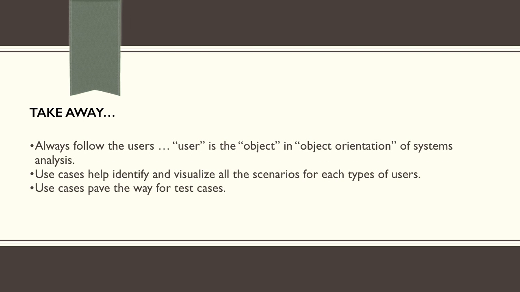These are the takeaways. Always follow the users. User is the object in object orientation of systems analysis. Use cases help identify and visualize all the scenarios for each type of users. Use cases pave the way for test cases. In testing, we shall assume each user and execute their use cases one by one in more detail.